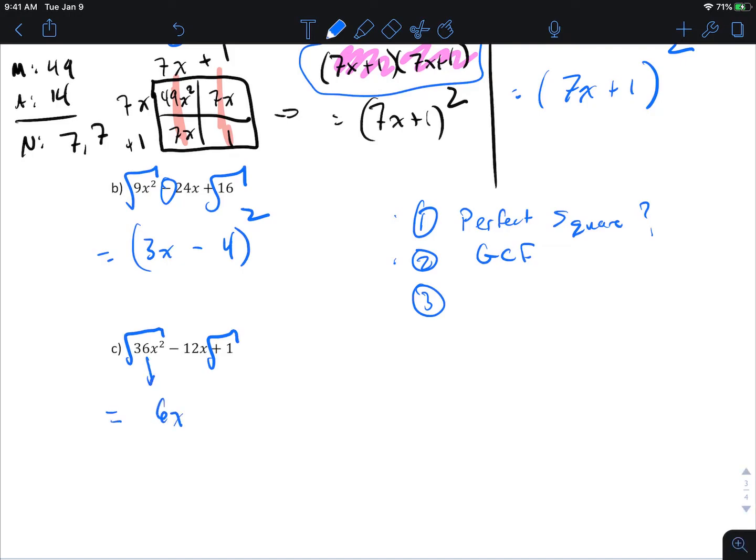That comes from here. Plus, sorry, it's 1 over here. That comes from here because the square root of 1 is 1. And then I take the sign from b. And there's two of them.